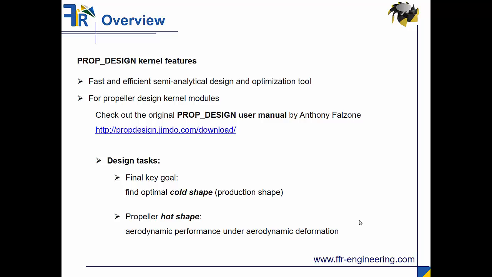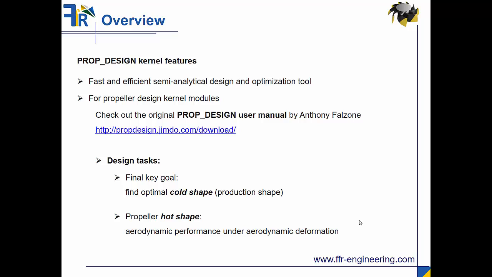So the cold shape is the shape you could produce. For example, you could have a link to production tools like CNC, and the cold shape would be the geometric shape you could transport to your production machines and then produce it. What you are also interested in is the so-called hot shape.